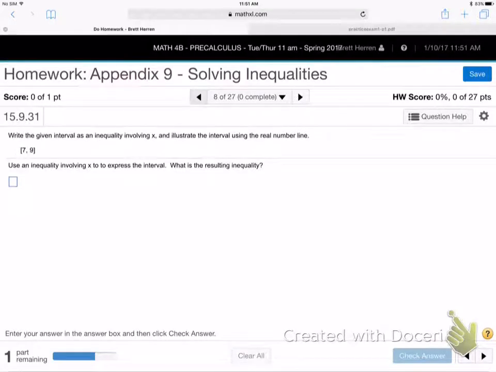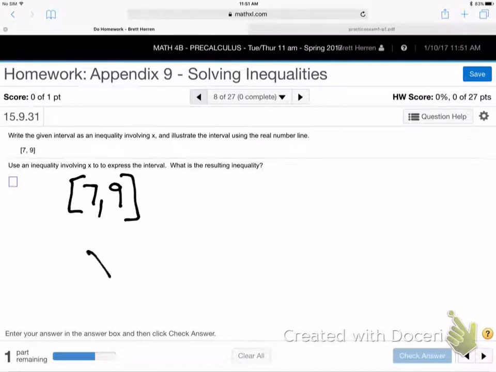Okay, so number 8. They're giving me bracket 7, 9, and they want me to turn it into some kind of an X statement. So now we're going the other way, right? We had the X statements, make them interval. Now it's interval, make it into an X statement. So how am I going to write that? How do you do the X thing? Anybody know already off the top of their head? How do you write that?